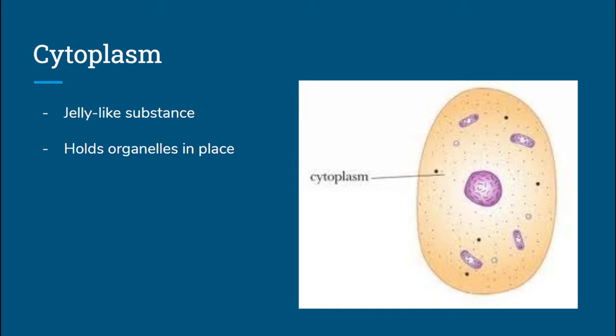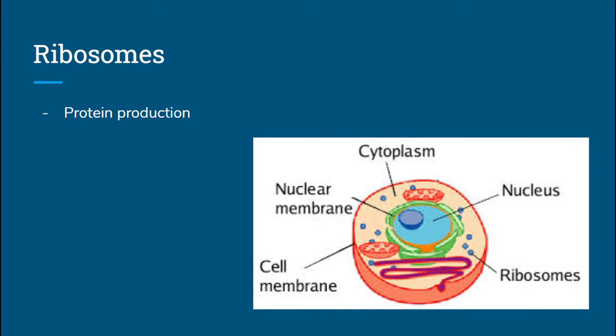Next, we have the cytoplasm, and this is a jelly-like substance that is all over the cell, and it holds the organelles in place. Next, we have ribosomes, and these are studded along the rough ER or can be found free-floating in the cell, and this is going to help with protein production.